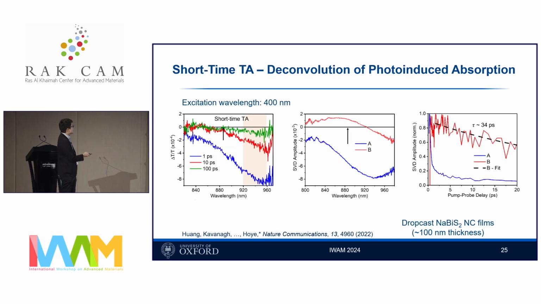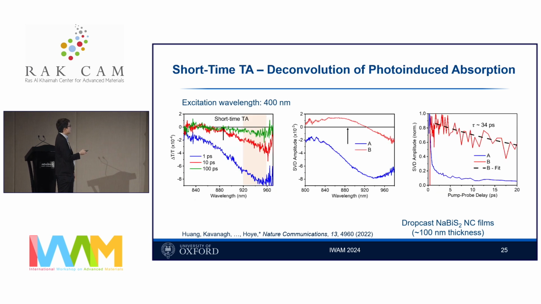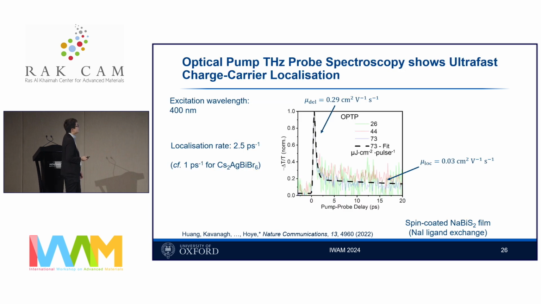So in the previous slide, this is what we called long-time TA, where we use a pump probe delay stage on a longer time scale. Here we looked with finer time resolution on the picosecond time scale. And we see this negative signal, which is called photo-induced absorption, but we can deconvolute this to get the ground state bleach, the carriers in the excited state. And when we look at the kinetics, we have this decay here that's only 34 picoseconds, which is not captured in a long time decay. So there's something that's really quite unusual that's happening with this material.